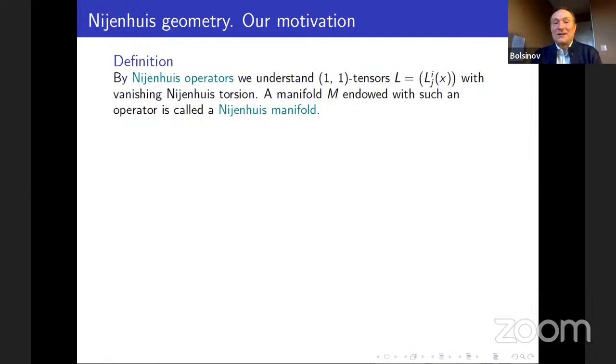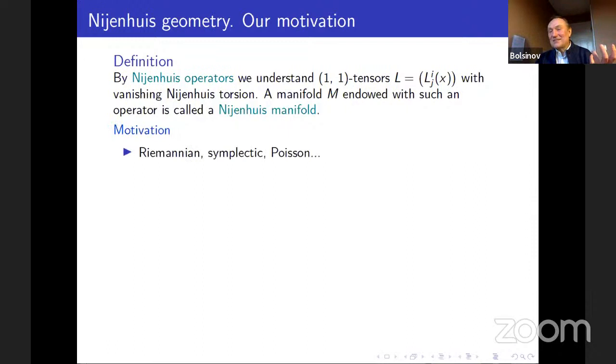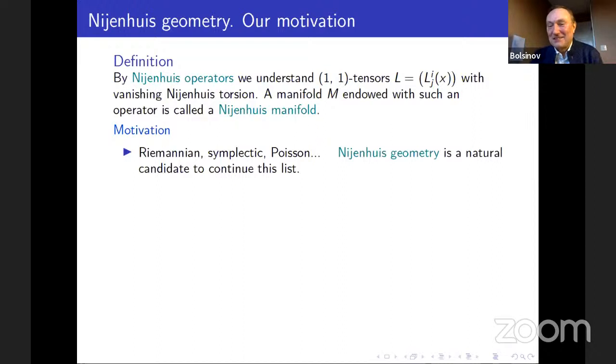So what is our motivation? Why such a strange idea, to develop this sort of theory? The first motivation is clear, and I have just explained it. We have Riemannian geometry, symplectic geometry, Poisson geometry, and these are forms, either symmetric or skew symmetric, covariant or contravariant. But one type of matrices is still missing in this list. These are the operators with one upper and one lower index. This is just a very natural candidate to continue this list.